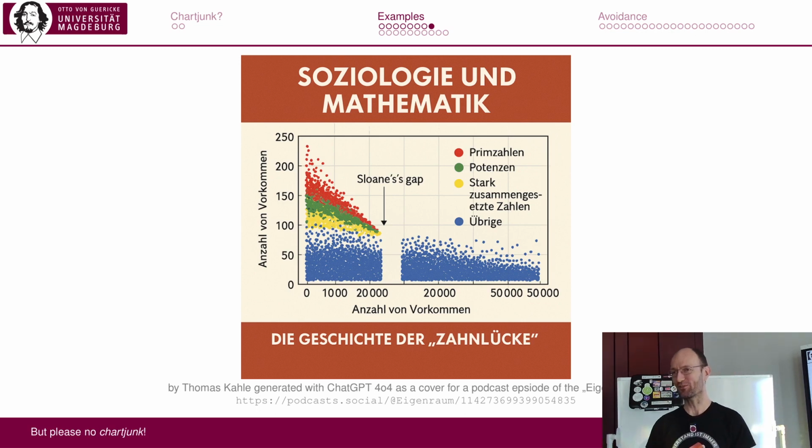So this is also something. It looks nice and informative at first glance, but the most funny thing is I have to translate this for our international audience because it's in German. The real thing is about a gap in numbers, and number in German is Zahl. A Zahl is a number. So it's about Zahllücke. Gap is Lücke, and Zahllücke is number gap.